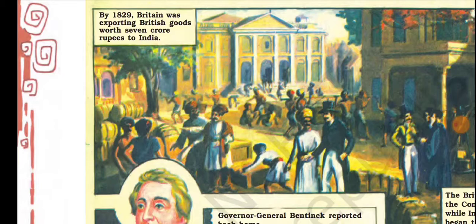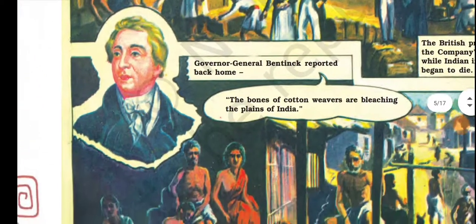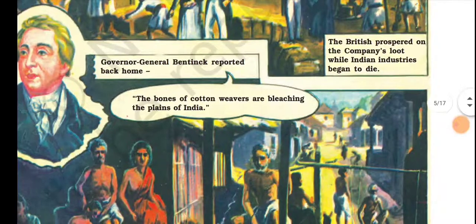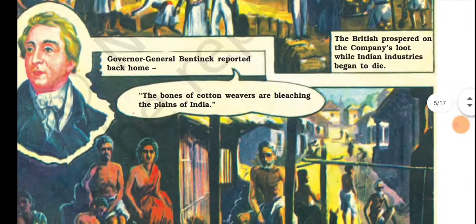By 1829, Britain was exporting British goods worth 7 crore rupees to India. Governor General Bentinck reported back home, "The bones of cotton weavers are bleaching the plains of India." The British prospered on the company's loot while Indian industries began to die.